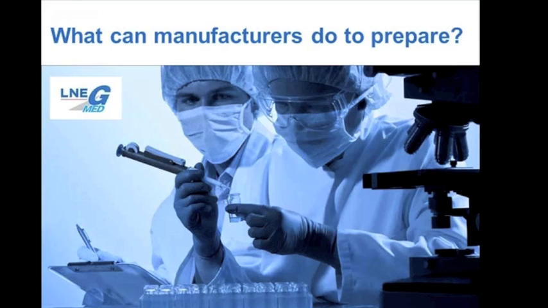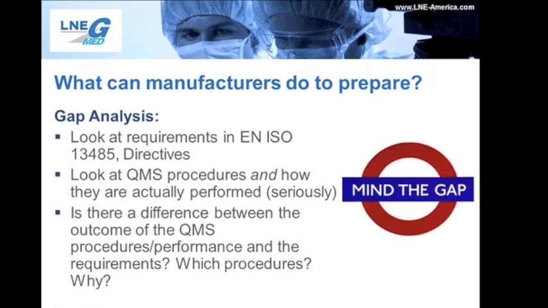So now that we've gone through the requirements in a bit more detail, what can a manufacturer do to prepare for any changes that they may see from their notified body with respect to their control of their critical subcontractors or suppliers? Now, the first thing before your notified body shows up is to do a gap analysis between where you are and where you should be.